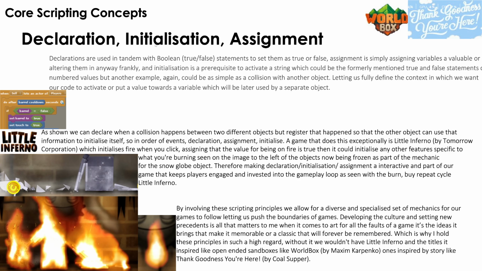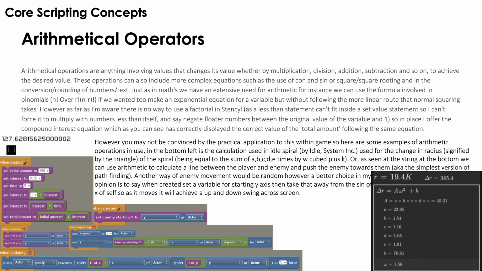Arithmetical operators. Arithmetical operators are anything involving values that change its value, whether by multiplication, division, addition, subtraction, and so on to achieve the desired value. These operations can also include more complex equations such as the use of cos, sin or square rooting, and the conversion/rounding of numbers/text. Just as in maths, we have an extensive need for arithmetic.